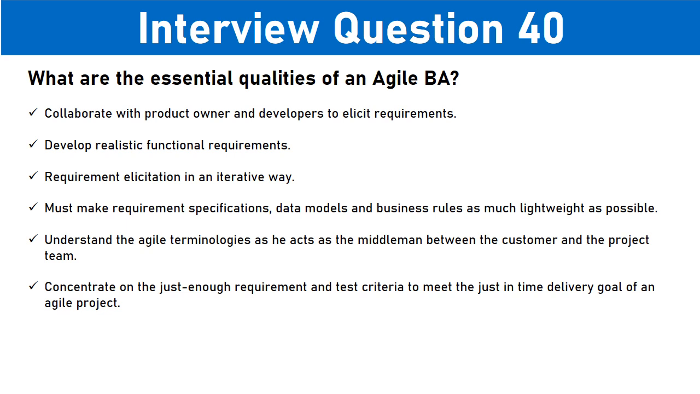Interview question 40. What are the essential qualities of an agile BA? Collaborate with the product owner and developers to elicit requirements. Develop realistic functional requirements. Perform requirement elicitation in an iterative way. Must keep requirement specifications, data models and business rules as lightweight as possible. Understand the agile terminologies, as he acts as the middleman between the customer and the project team.